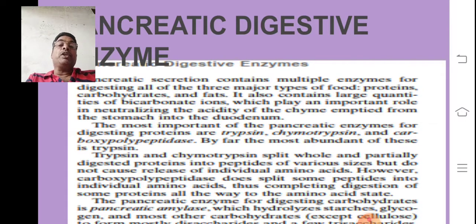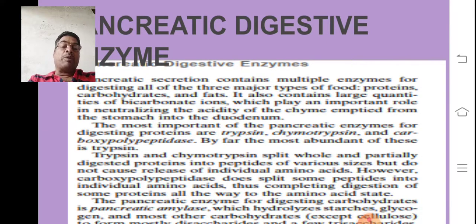The most important of the pancreatic enzymes for digesting proteins are trypsin, chymotrypsin, and carboxypeptidase. By far the most abundant of these is trypsin. Trypsin and chymotrypsin split whole proteins into partially digested proteins, which are peptides of various sizes, but they do not release individual amino acids.